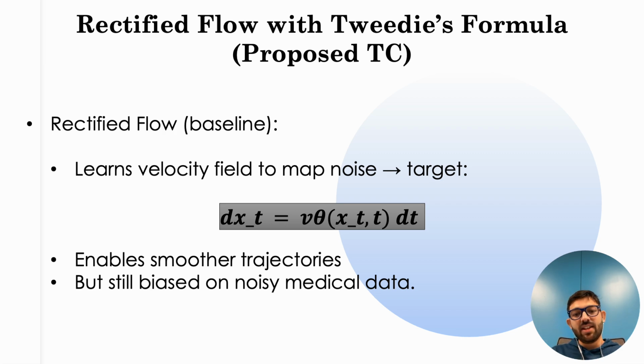Despite the benefits, the standard rectified flow is still susceptible to sampling biases, particularly when dealing with the inherent noise and the complex distribution of medical images. This bias limits the model's ability to accurately synthesize rare or subtle pathologies, which is a key challenge we aim to overcome with our proposed Tweedie formulation.